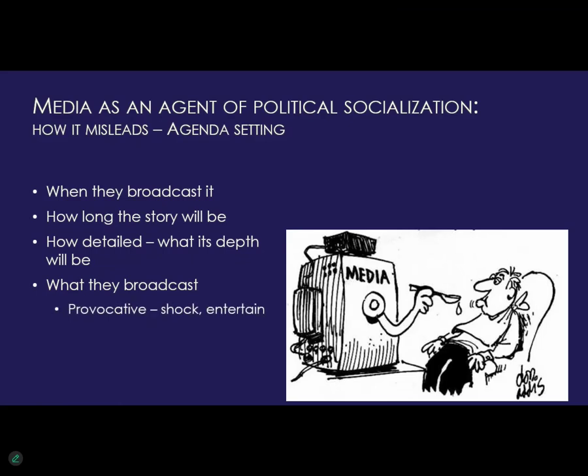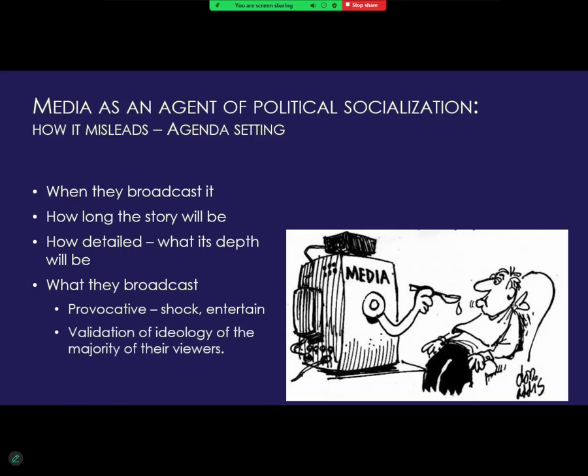The stories they choose to share will be the provocative stories, stories that shock us or entertain us, that catch our eye. And then they'll want to also maintain the loyalty of their viewers. So when they identify the ideology of most of their viewers, they'll choose what they broadcast. They choose the stories that will validate the ideology of a majority of their viewers. That's called agenda setting.